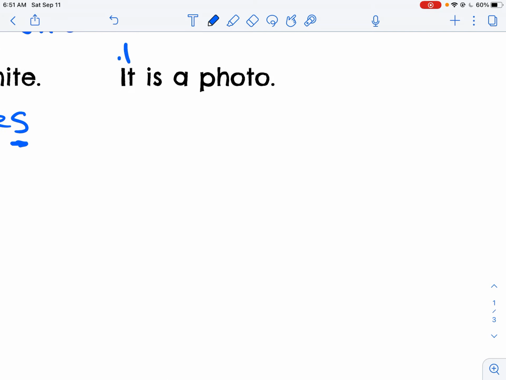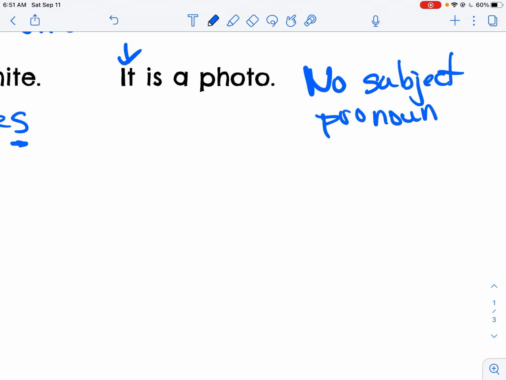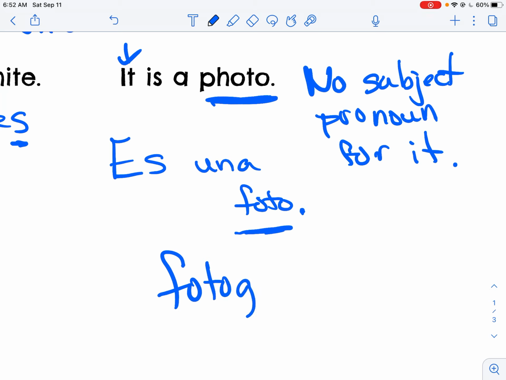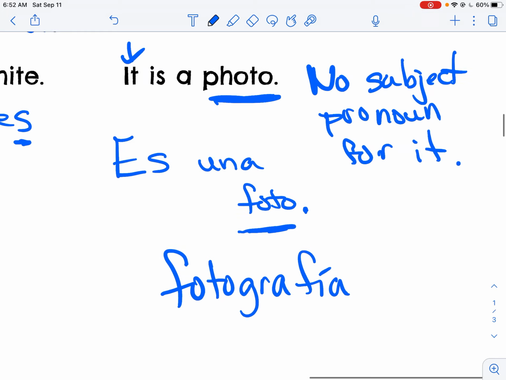Okay, next one. It. We talked about there is no subject pronoun for it. So, because we're talking about one item, we would just say es. Una foto. And why is it una instead of un? Because remember, foto is actually fotografía. So foto is just a shortened form of fotografía.